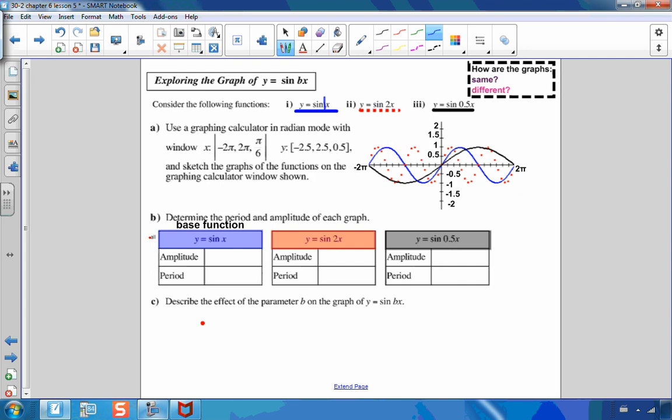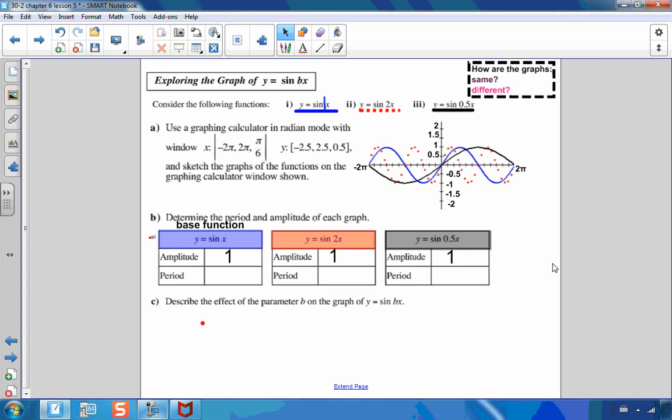How are they different? Okay, so looking at your max and min, you notice that all these graphs, whether I have 1x, 2x, or 0.5x, they all have a max of 1 and a min of -1. So the amplitude is just the max, which is 1. So it doesn't look like your B value is affecting your amplitude because it's 1 for all of these.